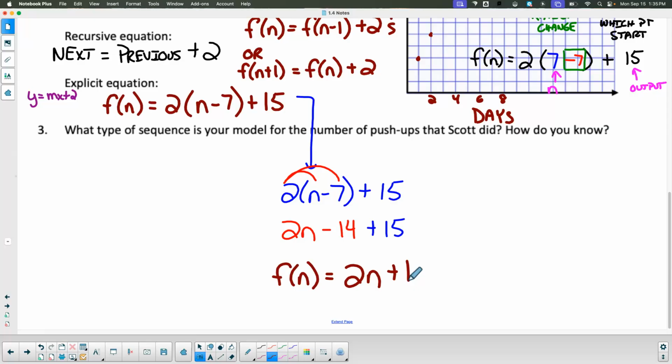And we knew that because we actually answered number 3 already. We said it was linear back when we were figuring out which one it was. Love it.